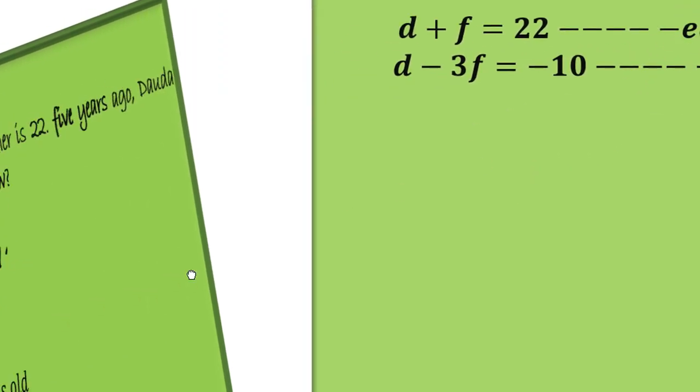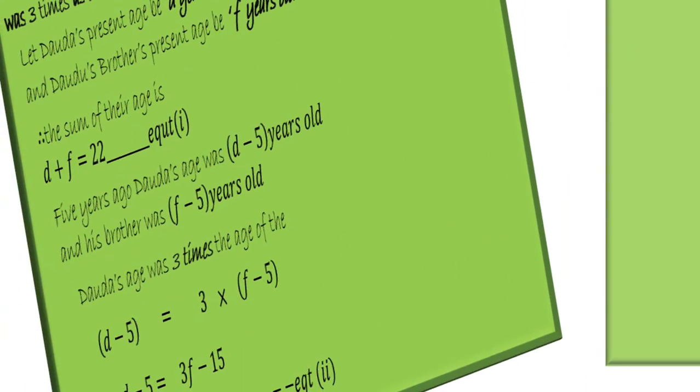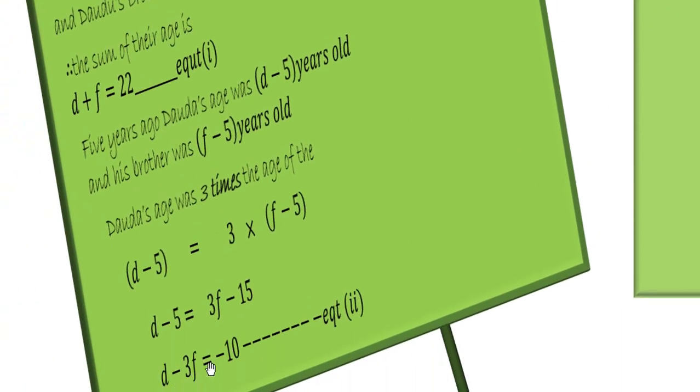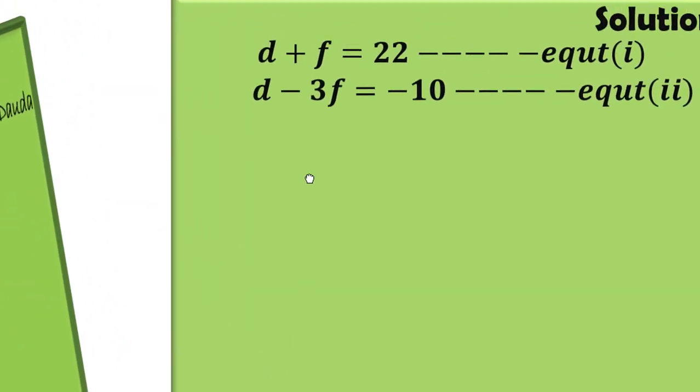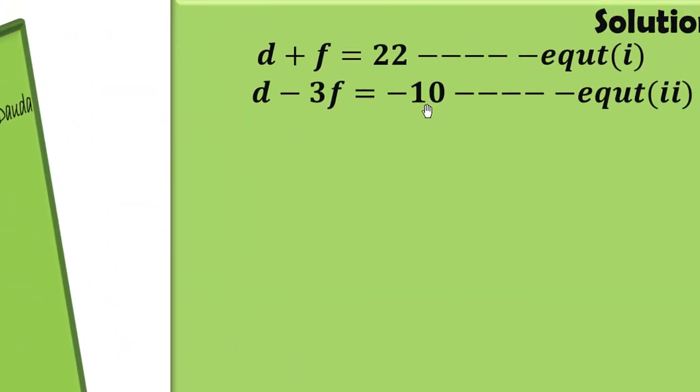Then equation 2 down here says d minus 3f equals minus 10. So you come down here and say d minus 3f equals minus 10. So we've been able to deduce the mathematical statement from that information. Let's look at it. D is there, having a coefficient of 1 in both equations. Okay, so let's eliminate d.